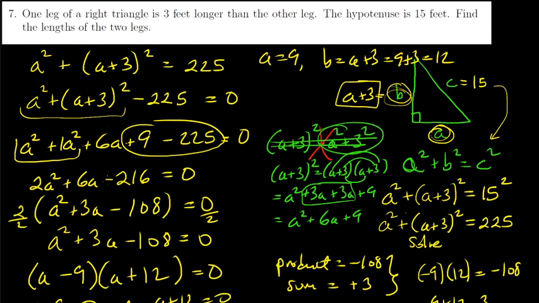So to fully answer the question, what are the lengths of the two legs? The lengths of the two legs are 9 feet and 12 feet. Neither one should be negative. All right, that's number 7.